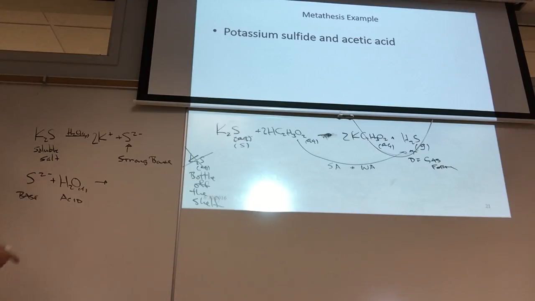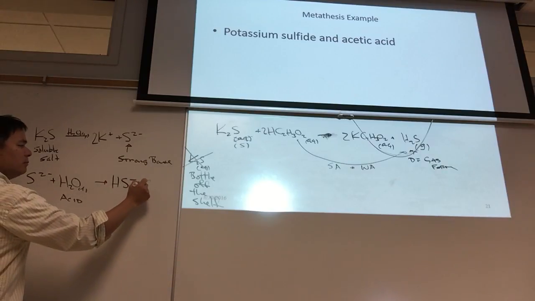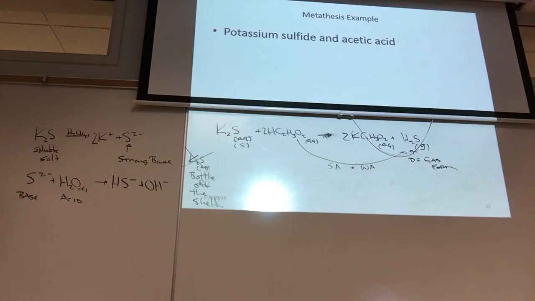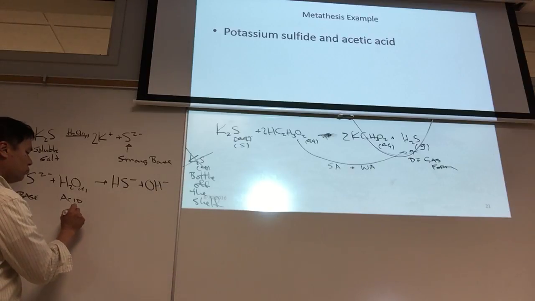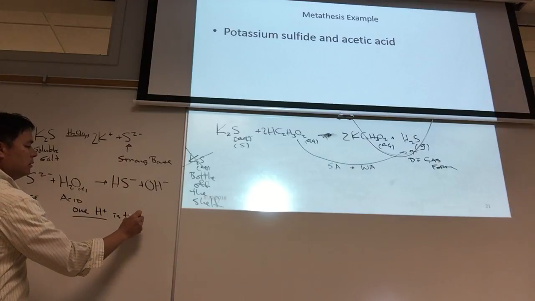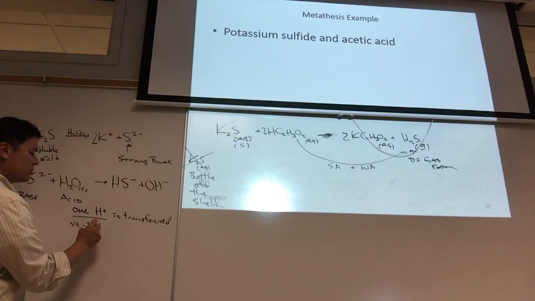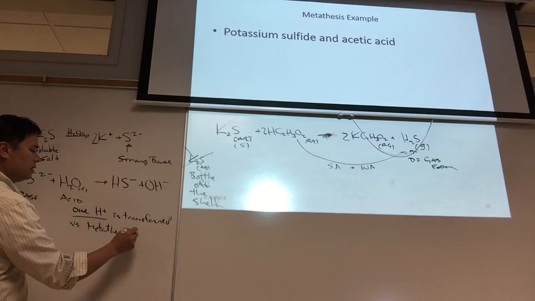Okay, now, sorry. For metathesis, we go all the way. This is what we call an acid-base reaction. For an acid-base reaction, we only go one proton at a time. And so in this, we don't form H2S, we're going to form HS minus plus OH minus. This is what forms. And so one proton is transferred, versus metathesis, where we transfer completely.